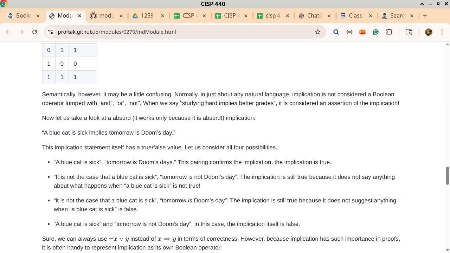We're going to play out four scenarios. The first scenario is a blue cat is sick today, and then tomorrow is indeed doomsday. Even though it's doomsday, you still find time to come back to me and go, Tack, can I get my money back? What do you think, can you get your money back? Nope, you cannot, because the statement is true. A blue cat is sick implies tomorrow is doomsday actually happens.